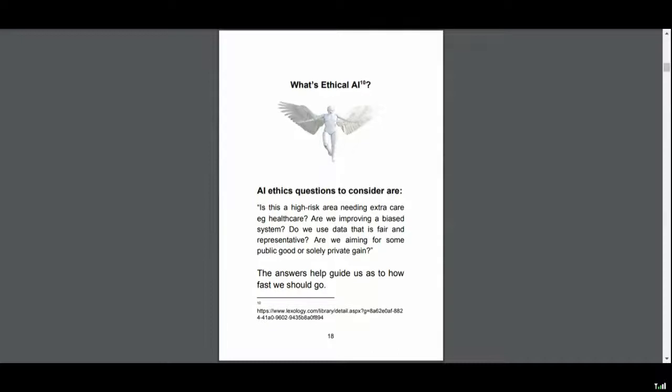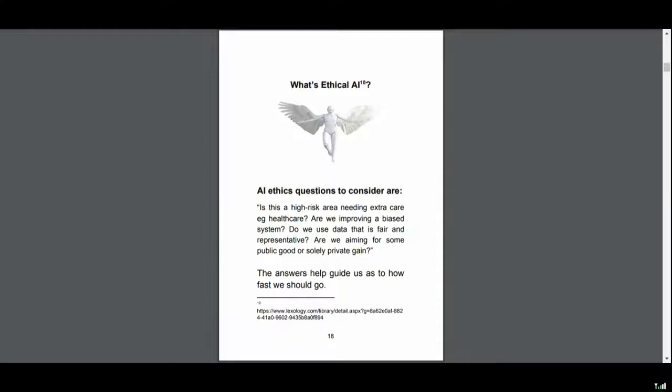Thirdly, are we using data that's fair and representative? A lot of debate around this at the moment. If the images that we are using in our analysis all represent a certain demographic, then the results will be biased as a result, and therefore cannot be valid for certain types of predictions. And are we aiming for some kind of public good or solely private gain?